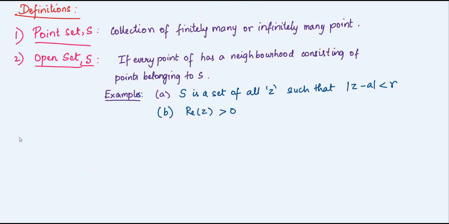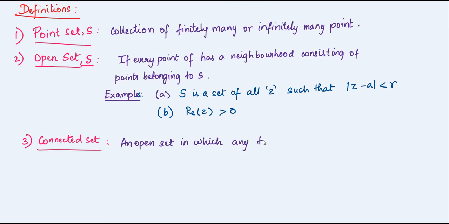Next, we have what is called a connected set. Now, this definition is an open set in which any 2 points can be connected. Any 2 points can be connected with a line segment or any path.